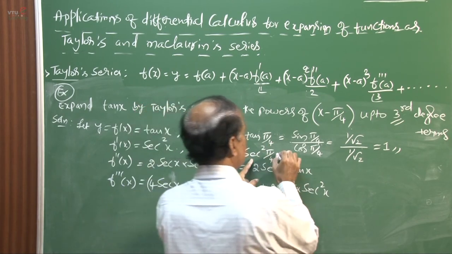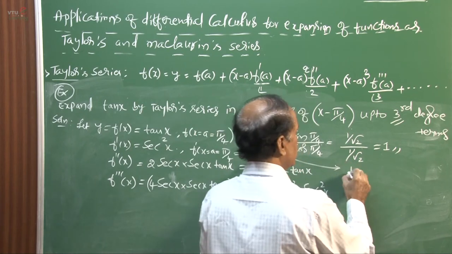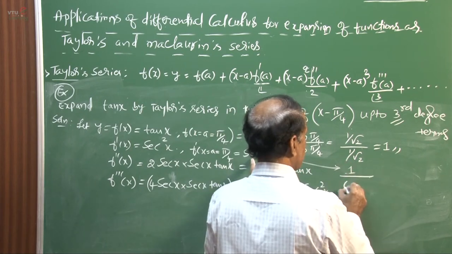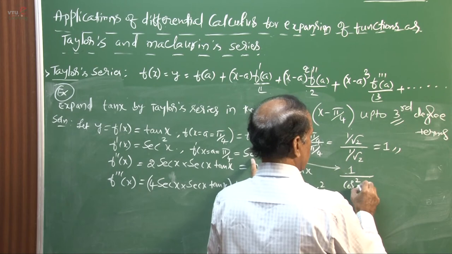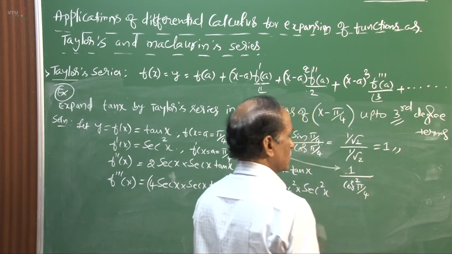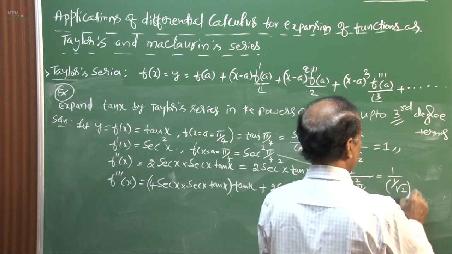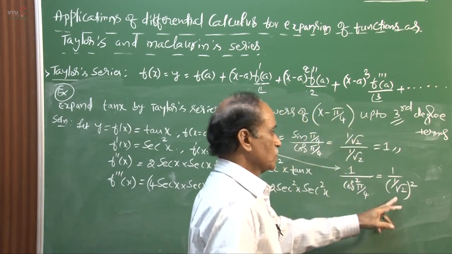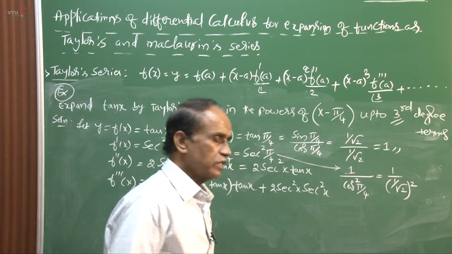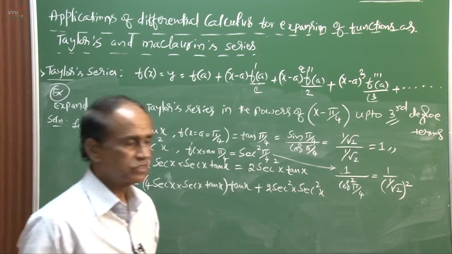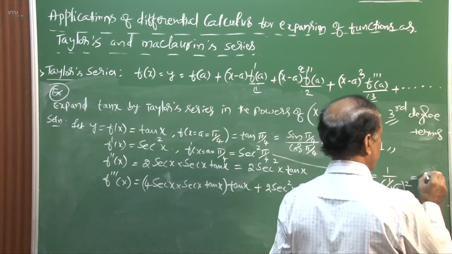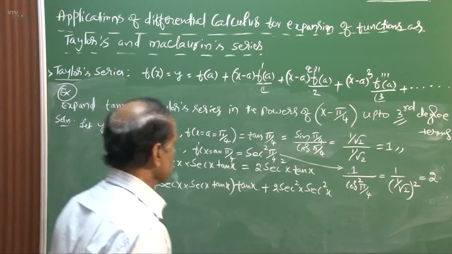So secant square, you can write it as 1 divided by cos square pi by 4. What is cos pi by 4? 1 divided by 1 by root 2, whole square. So root 2 whole square, you are getting it as only 2, because 2 to the power half simplification gives us plus 2. That is the answer.